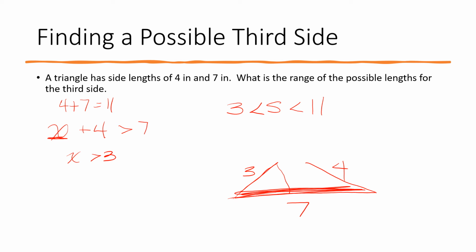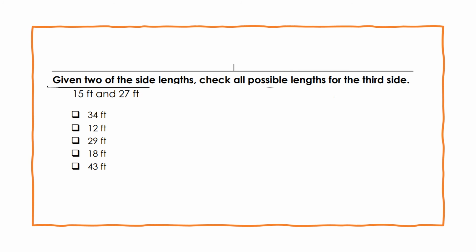So let's look at another example. In this case, we have two side lengths, and we want to determine, and this is something that you would see like on the SOL, if any of these could be a side length. So we're going to do that same thing, right? We're going to add and subtract. So 15 plus 27 is 42, and 27 minus 15 is 12.